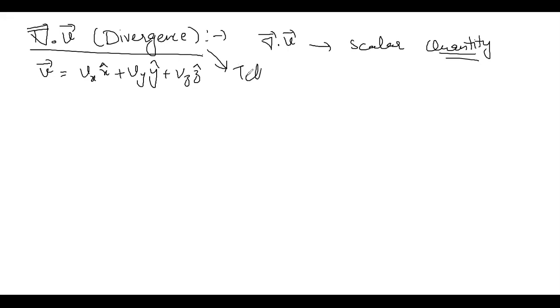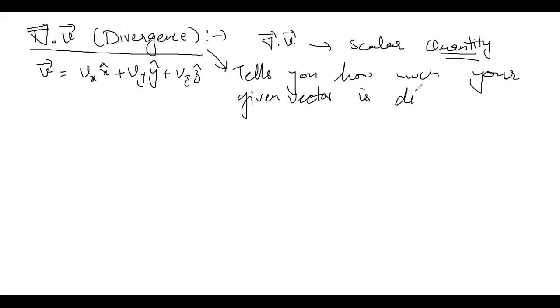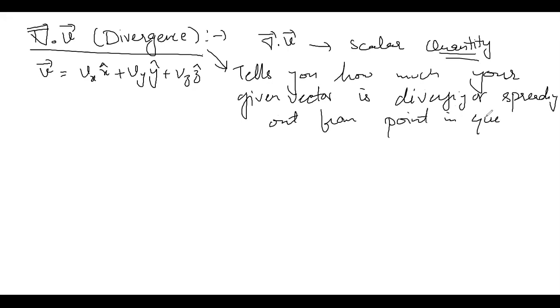It tells you how much your vector, which is given to you, is diverging or spreading out from the point in question.